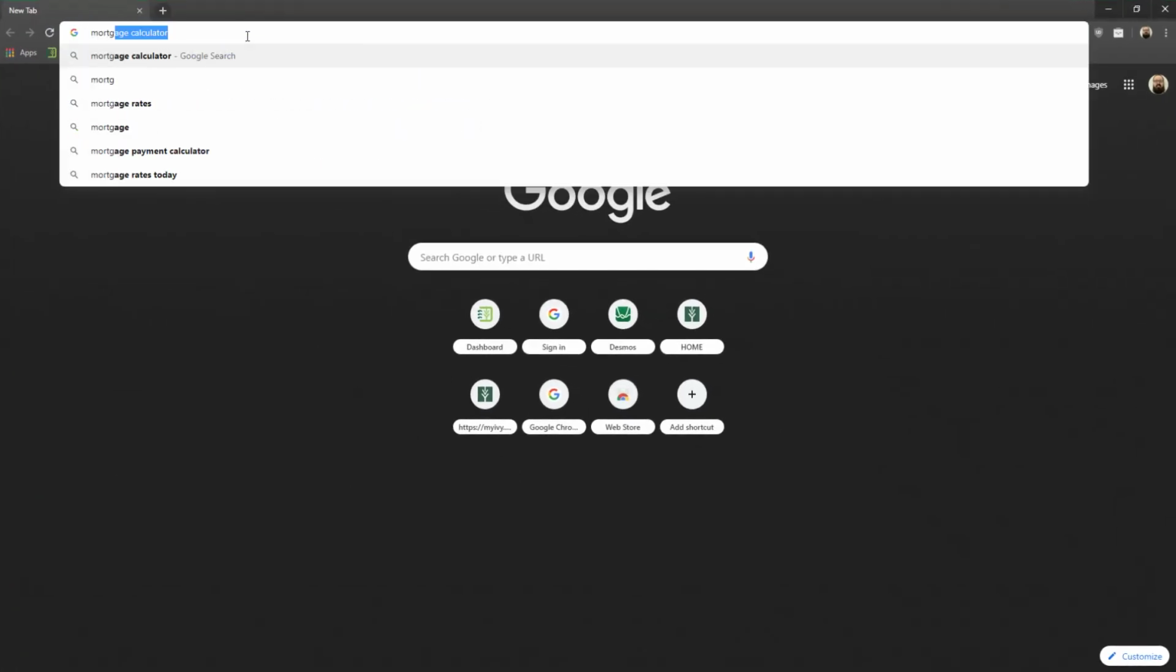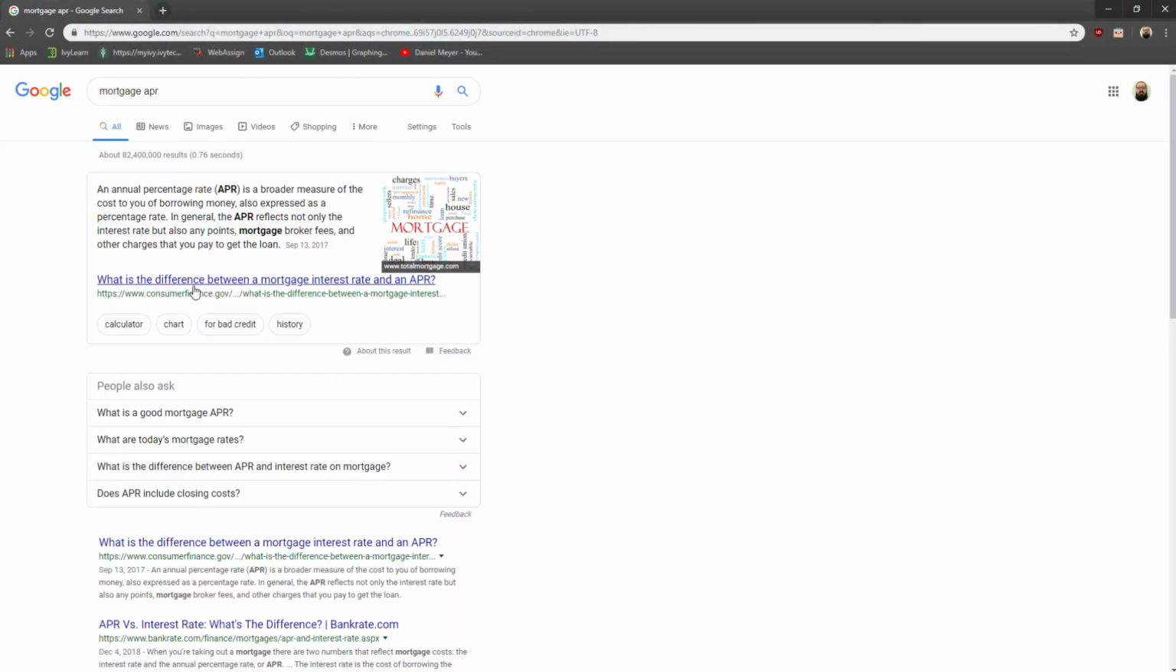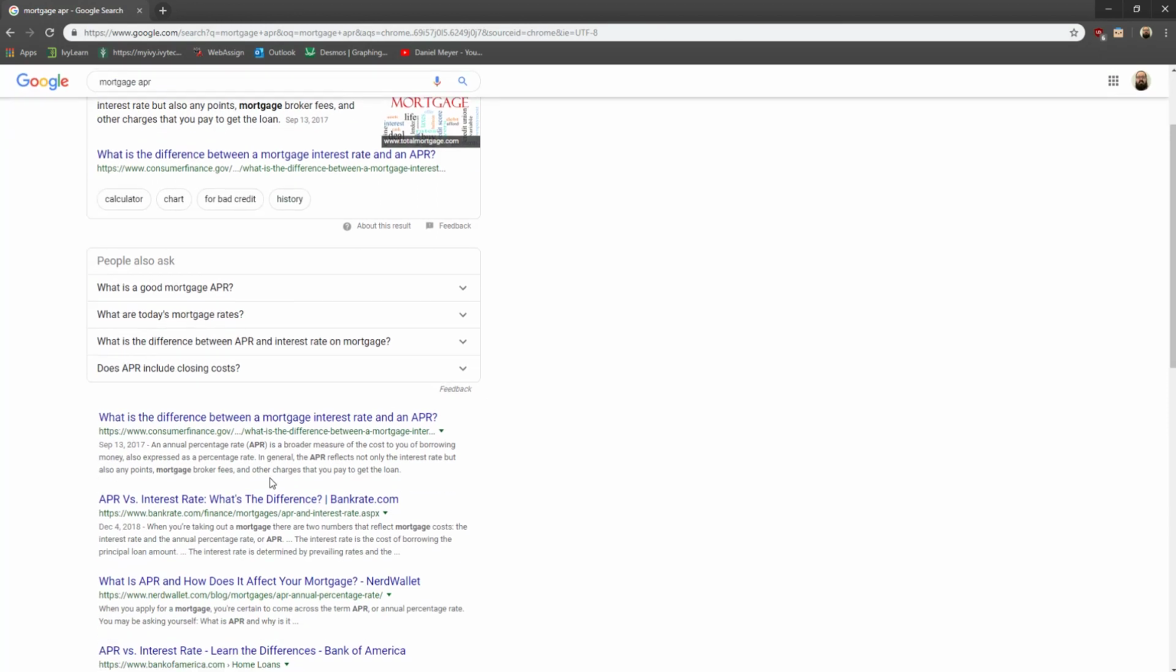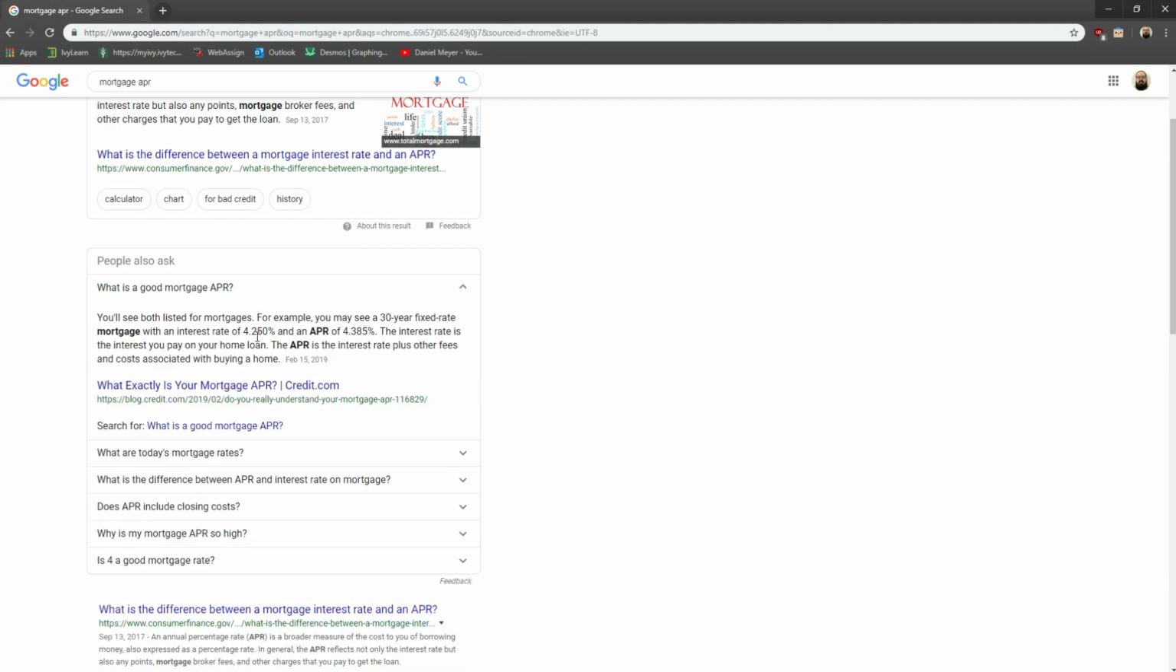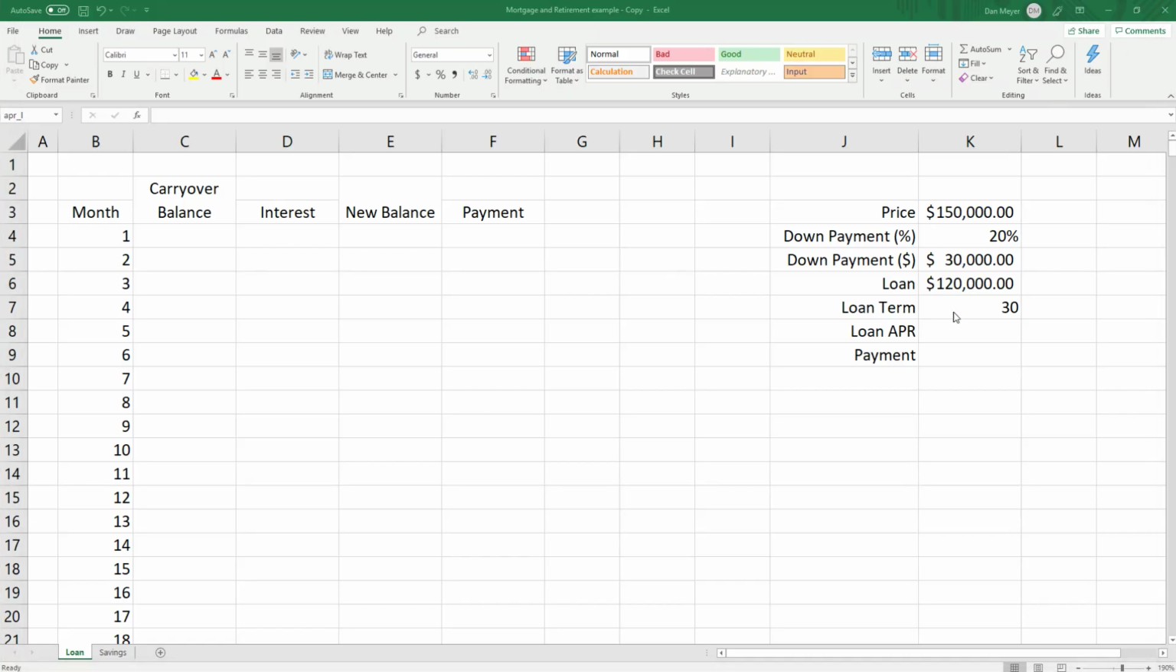Mortgage. Come on now. Mortgage APR. Okay. Mortgage interest rate and APR. Come on now. They're getting fancy here. What's a good mortgage APR? 30-year fixed rate mortgage with an interest rate of 4.25%. All right. So there we go. We'll use 4.25% as the APR for our mortgage.